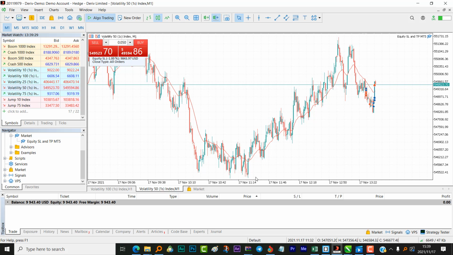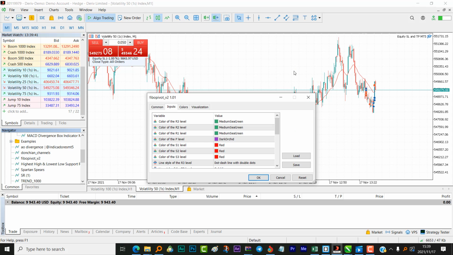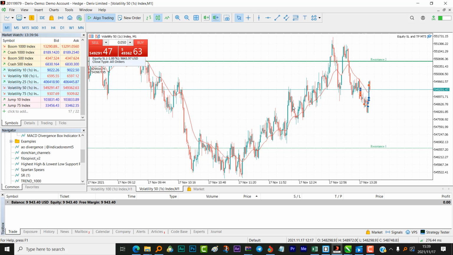So let's go back and let me show you the indicators that I use. All right, so I'm going to go to indicators. I use this indicator, and it is called Fibo Pivot, version 2.